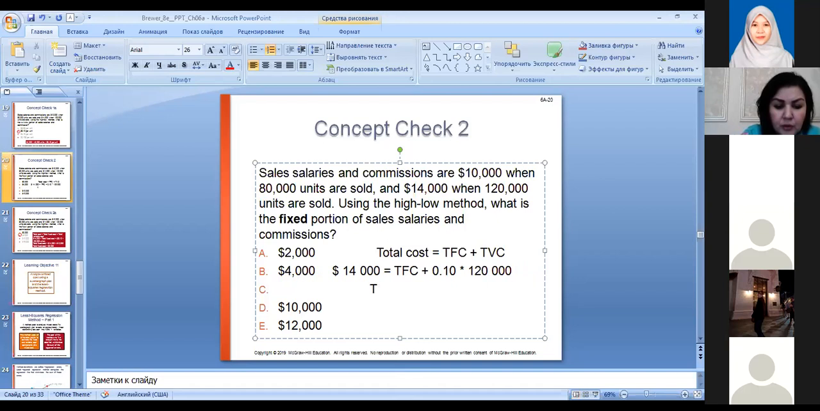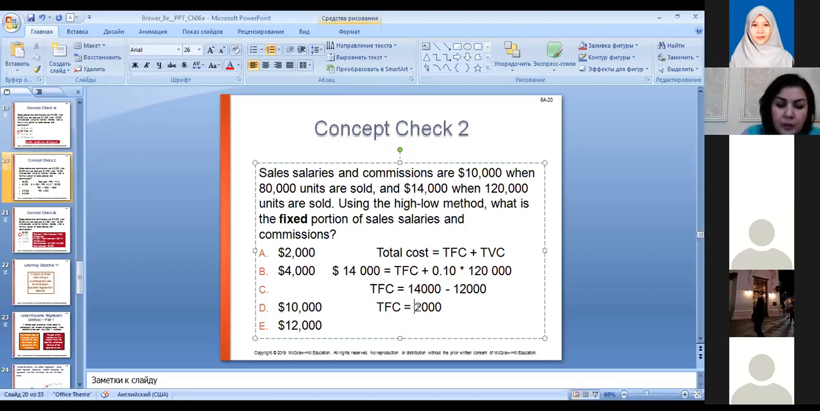So total fixed cost equals 14,000 minus 120,000 multiplied by 0.1. It's 12,000, right? Easy to calculate total fixed cost. Total fixed cost equals 2,000.